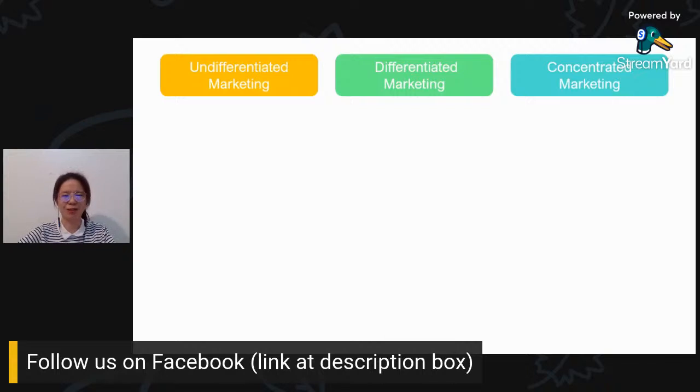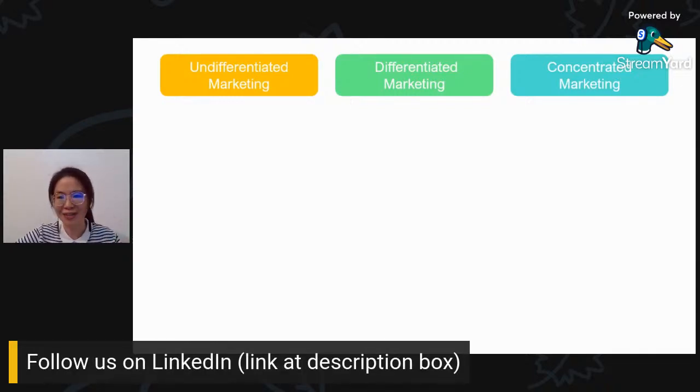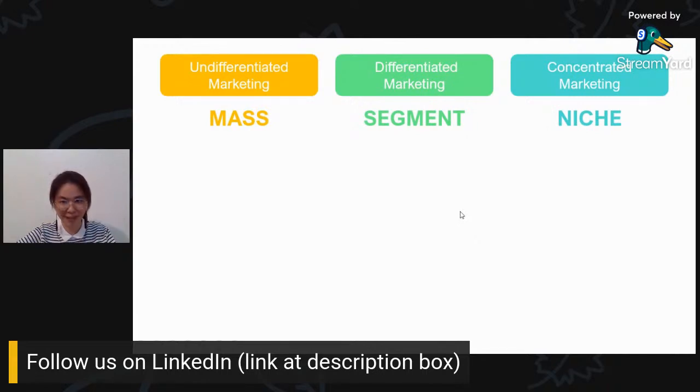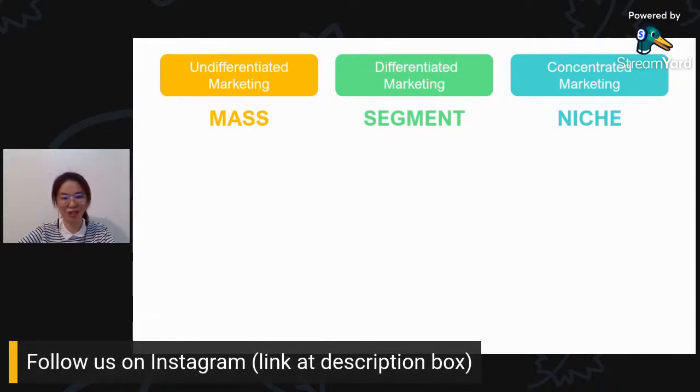Well, these words are kind of confusing and hard to remember. No worries, let's translate all these 3 terms into friendlier wording. You can call them mass, segment, and niche. So what is meant by mass, segment, and niche?